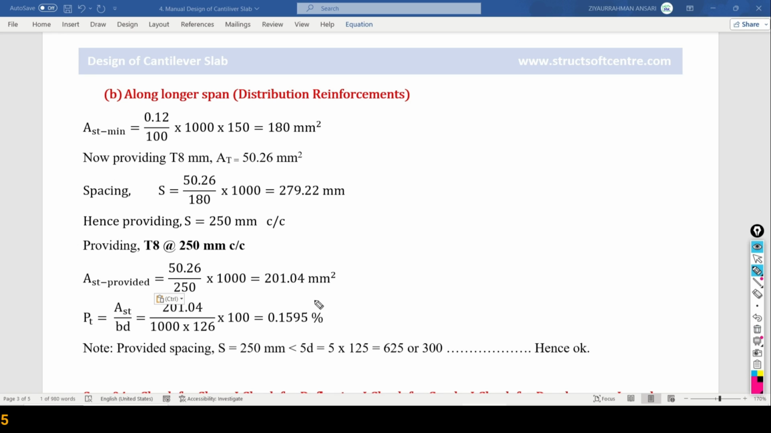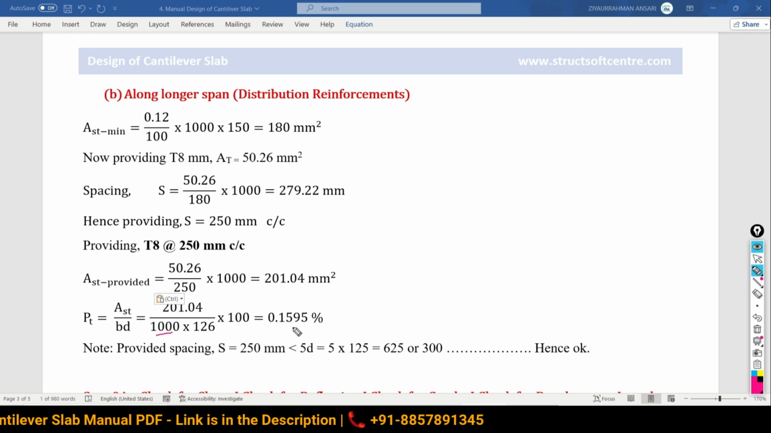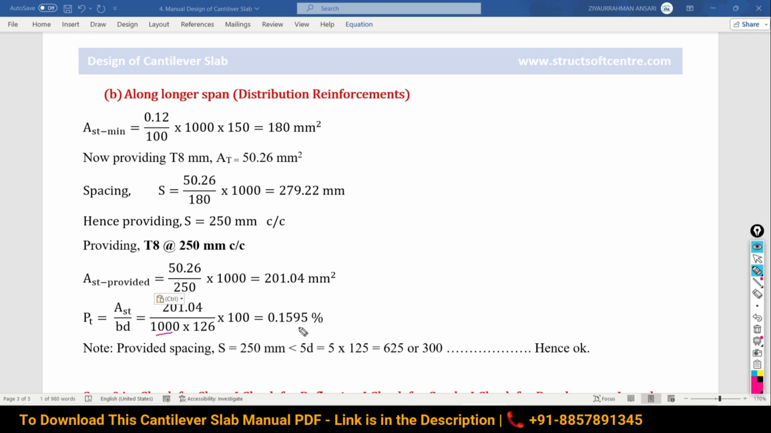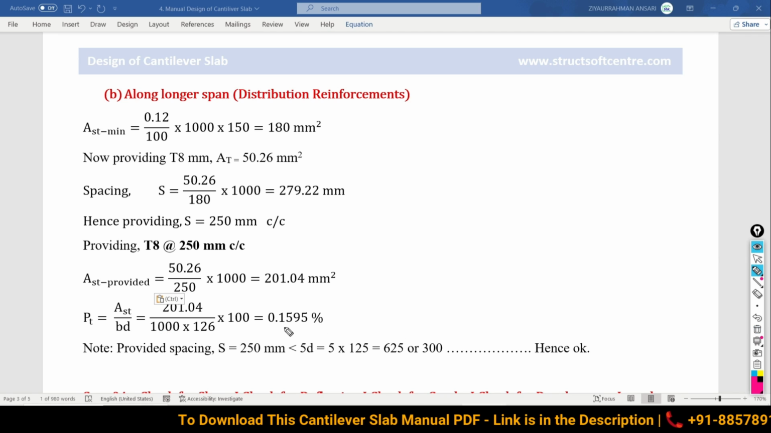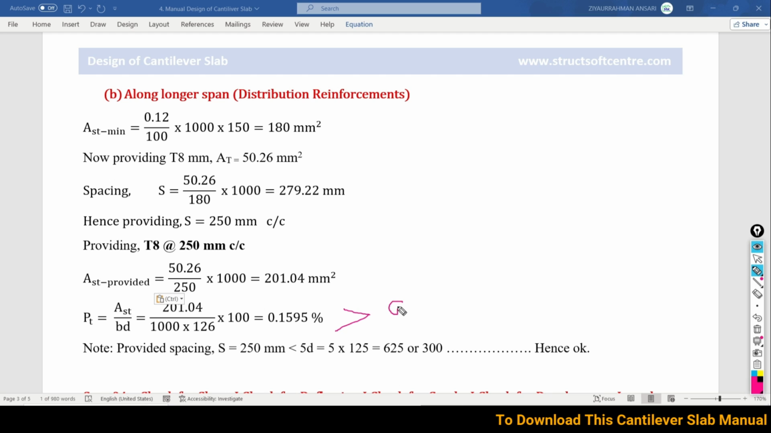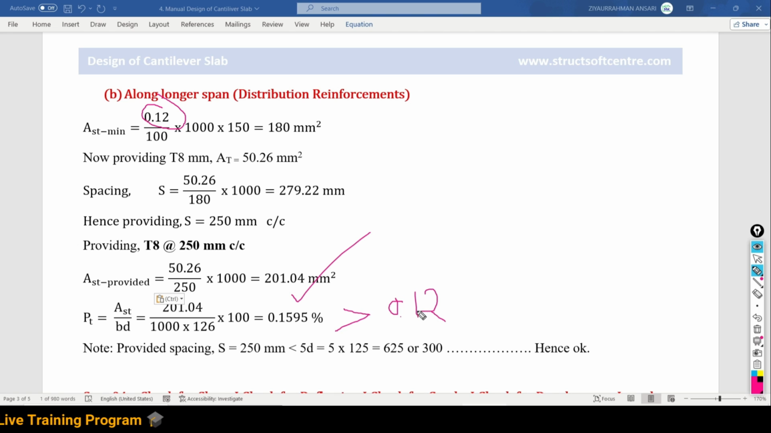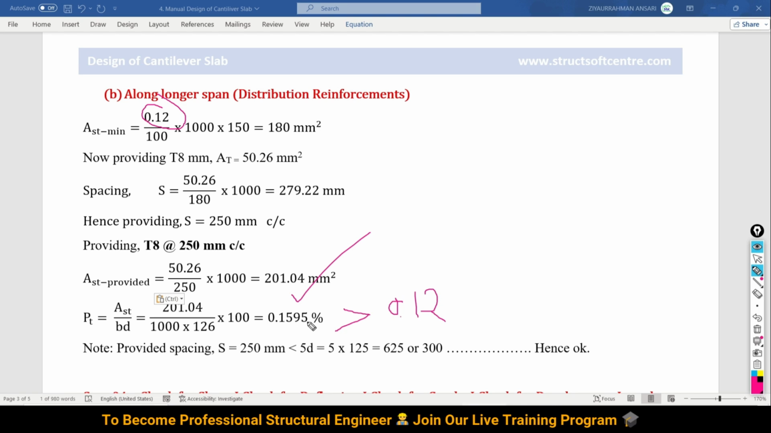Now what percentage is there? So 201 divided by 1000 multiplied by 126 multiplied by 100. So by percentage we are getting the value of reinforcement along the longer span as 0.1595. So it is greater than 0.12%, which is recommended as a minimum reinforcement. That's okay, good. You have to provide more than 0.12 or at least 0.12. So we have provided 0.1595 percent, right?